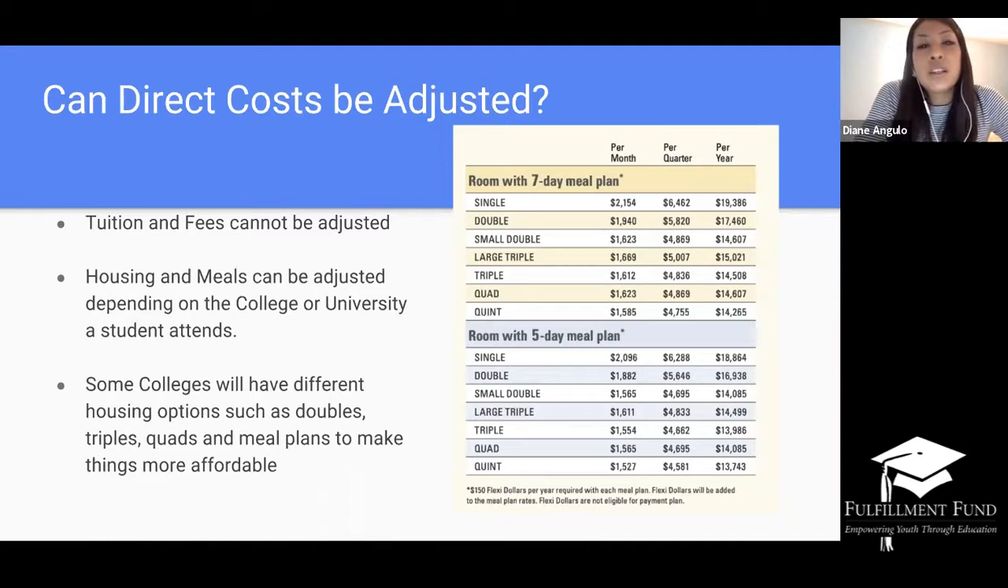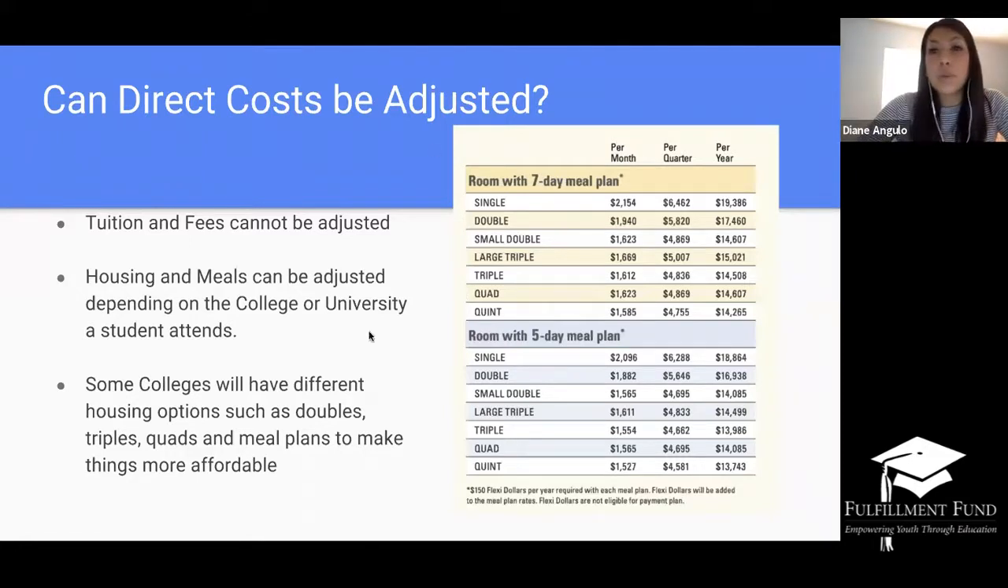So direct costs, it depends. So tuition and fees cannot be adjusted. Keep that in mind, that your tuition and fees, and I'll show you an example right now, but tuition and fees cannot be adjusted. So keep that in mind, that for the year, whatever the cost of your tuition will be, that will remain the same throughout the year. When it comes to housing and meals, your housing and meals can be adjusted. So depending on the college or university a student attends, and depending on the option. So some colleges will have different housing options, such as doubles, triples, quads, and meal plans to make things a little bit more affordable for students.